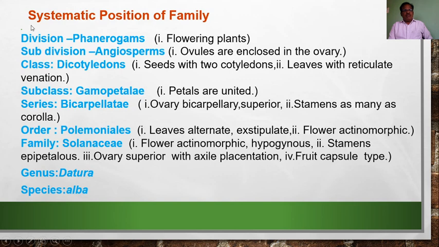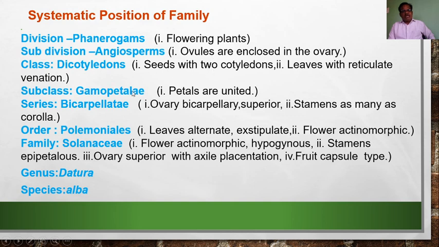First of all, the division is phanerogams. The character of this division is flowering plants. When flowers are present, it is known as phanerogams. Then the subdivision is angiosperm, that is, ovules are enclosed in the ovary. Then class dicotyledons, that is, seeds with 2 cotyledons. One more thing, leaves with reticulate venation, and flowers are pentamerous. These are the characters of the dicotyledon. More characters are also there.